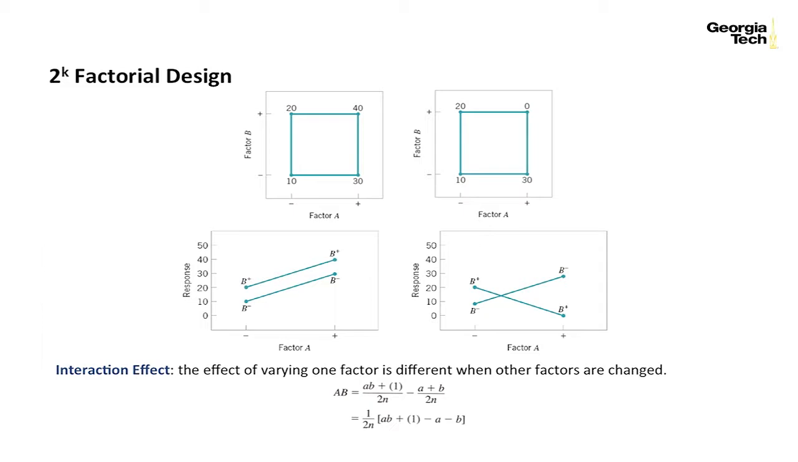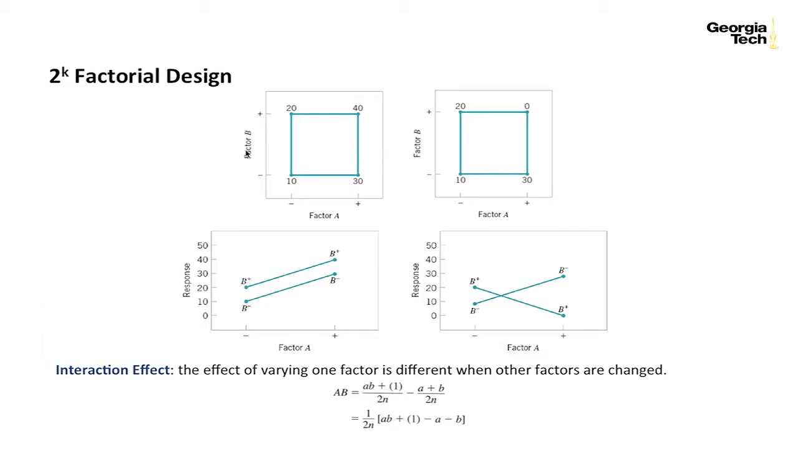Another term which is useful and you've seen before is interaction effect. So what is the interaction effect? As we discussed before, if the effect of one factor is constant at the level of other factors, then there is no interaction effect. If the effect of one factor is varying by changing the level of other factors, then there is a significant interaction effect. Here are two examples that we have.